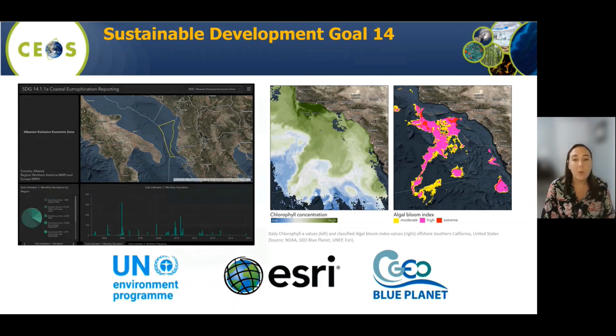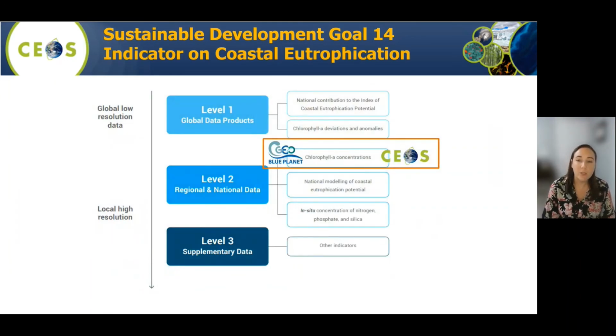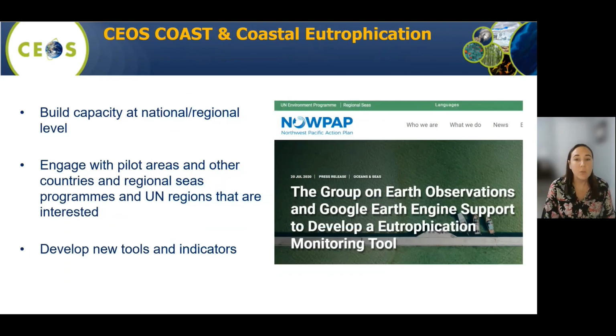And moving forward with CEOS, what we'd really like to do is to look at some of these national and regional products to see if we can produce some more in-depth and regionally specific products for chlorophyll A. And this is what we're going to be working on with CS Coast moving forward, is this targeted capacity of national and regional monitoring of coastal eutrophication using some of the satellite capacity.